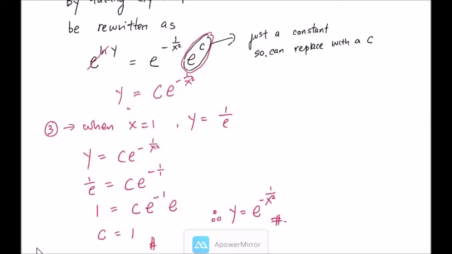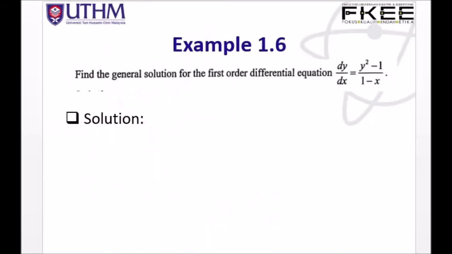Okay, do you understand? Now we go to another example. Find the general solution for the first order differential equation dy over dx equal to y squared minus 1 over 1 minus x.